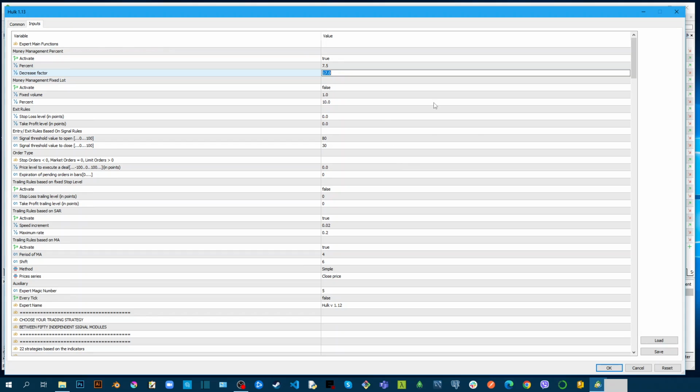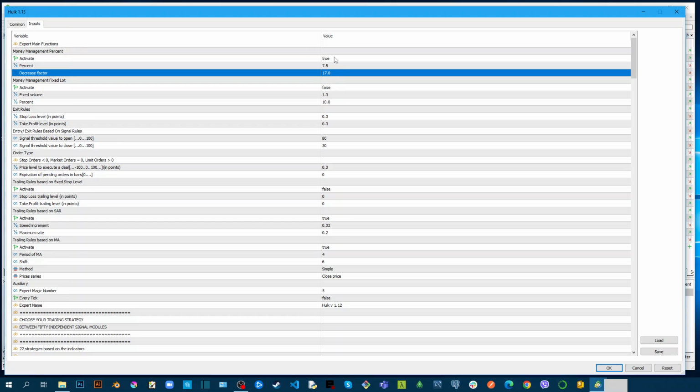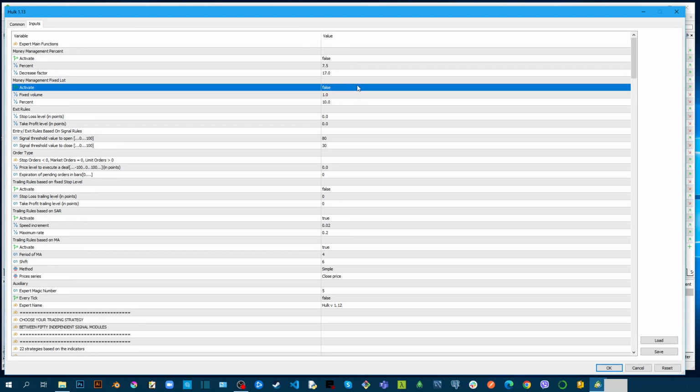This input means it is used when you decrease your volume size, your lot size, when the robot starts losing money, and when the robot starts making money. So this number is not important. Next, the money management system is fixed lot size. Also you can activate this money management system, or simply use it in your optimization process instead of the first, invisible one.